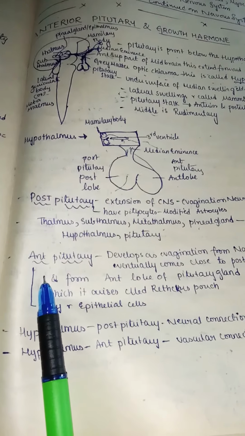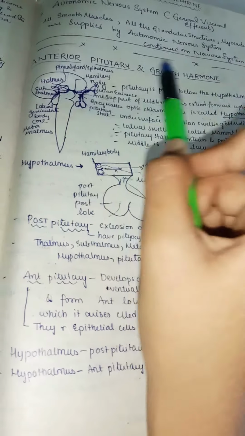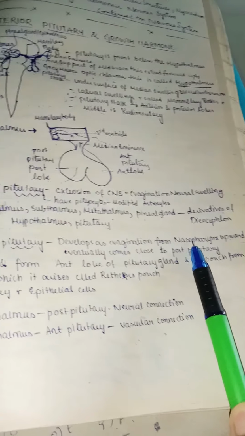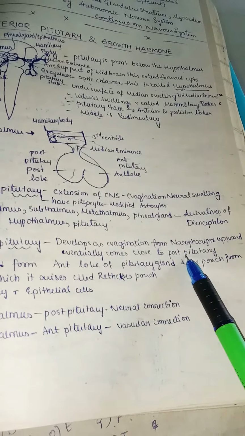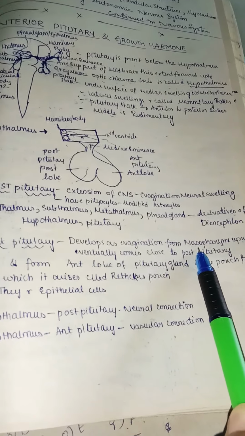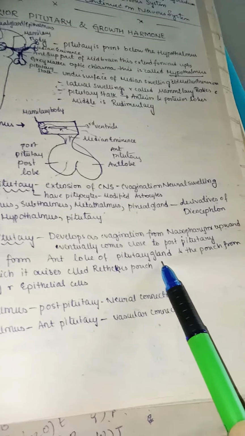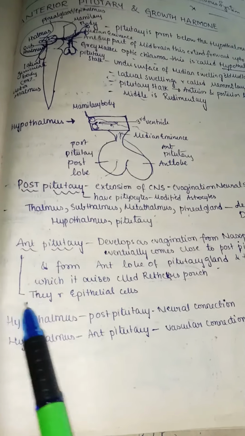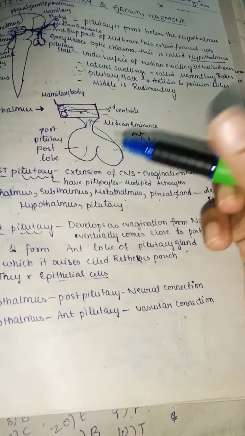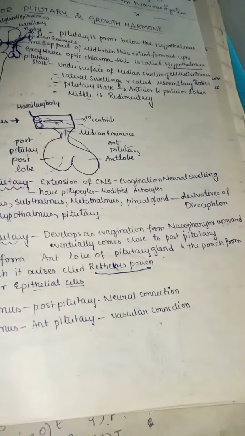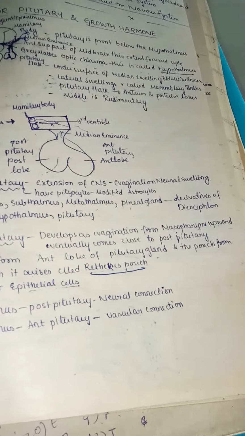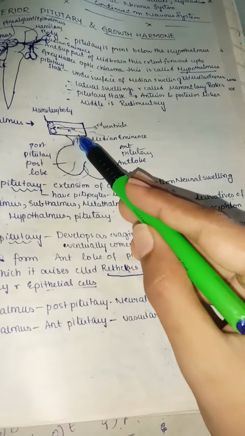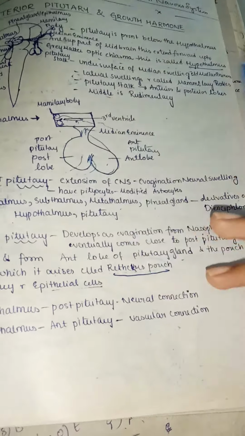Today our main discussion is on the anterior pituitary and growth hormone. The anterior pituitary mainly develops as an evagination from the nasopharynx upward, eventually coming close to the posterior pituitary. It forms the anterior lobe of the pituitary gland, and the pouch from which it arises is called Rathke's pouch. The anterior pituitary mainly has epithelial cells. Remember that Rathke's pouch, from the upward evagination of the nasopharynx, forms the anterior pituitary, whereas the posterior pituitary is a direct connection of the central nervous system. The anterior pituitary comes from Rathke's pouch and attaches here.